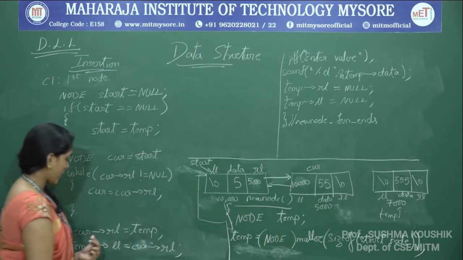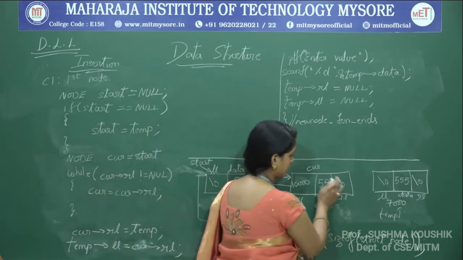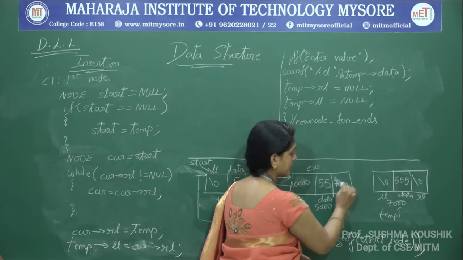So what is the next point? Current of RL is equal to temp. Current of RL is equal to temp. Temp is having 7000.